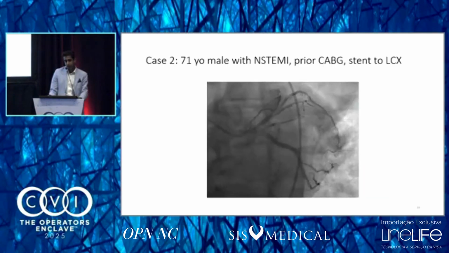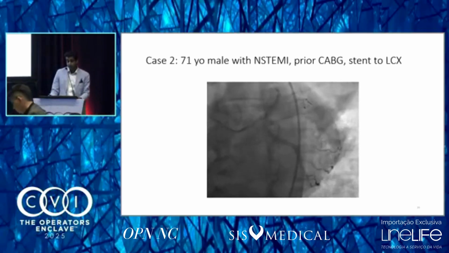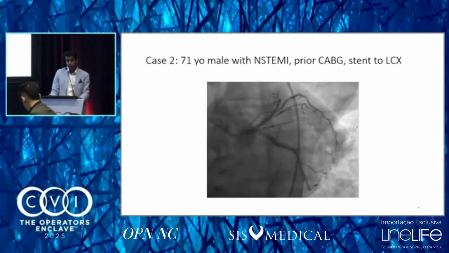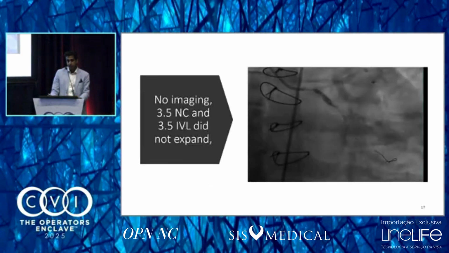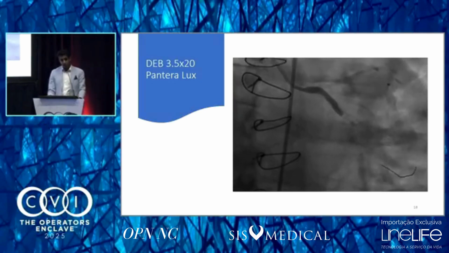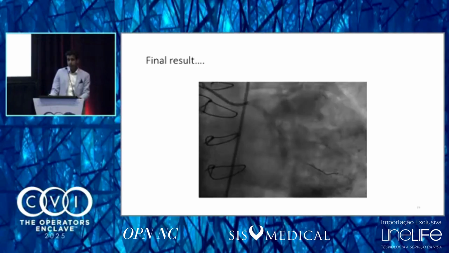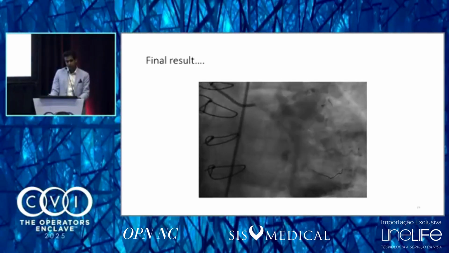Okay, next case, a 71-year-old, non-STEMI, prior CABG. Full disclosure, this case was not done by myself, so there were two procedures. This is the initial procedure. You can see there's a stent in the ostium of the circumflex, and there's restenosis. The operator did not perform imaging. They took a 3.5 NC that clearly did not expand. They took a 3.5 IVL, which did not fully expand. And then they used a drug-eluting balloon. In Canada, we have the Pantera Lux, a 3.5 by 20. There was some better expansion, and this is the final result. The operator said, this is good enough, we're done for today. And guess what happened?